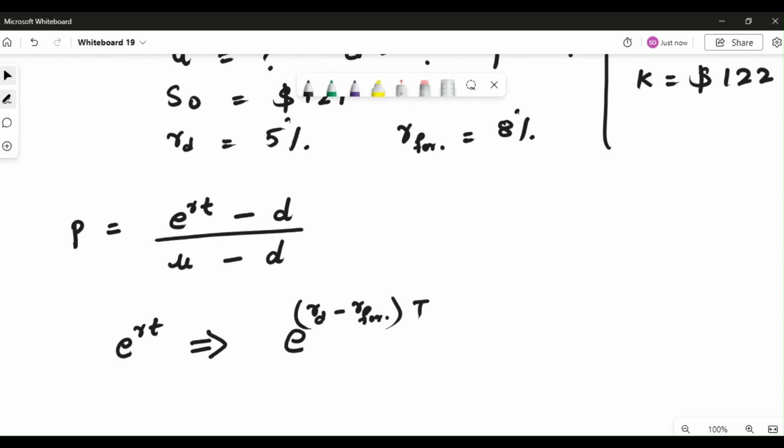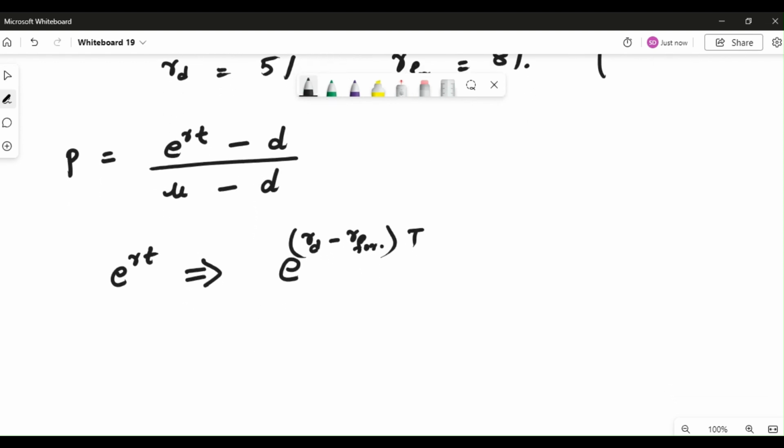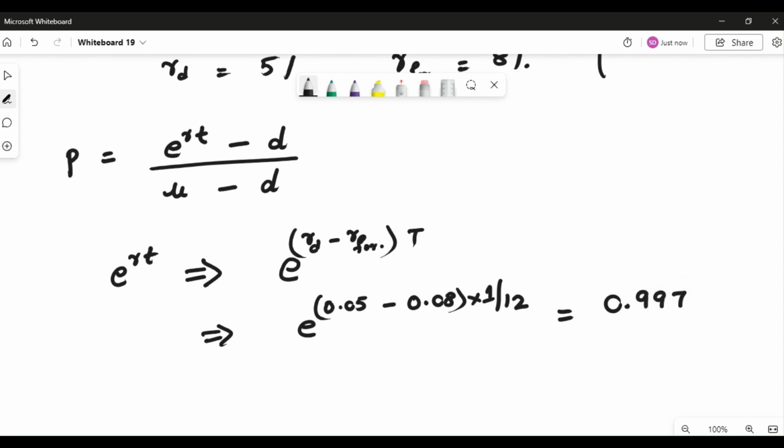Let me substitute the formula with the numbers. So we have e to the power of the rate, which for domestic is 0.05, and for foreign it is 0.08. Please make sure that you follow the question. The time frame is just 1 month, which means multiplied by 1 by 12. If we calculate, we will find that 0.9975 will be the e^(rT). So we have calculated the first part of it.